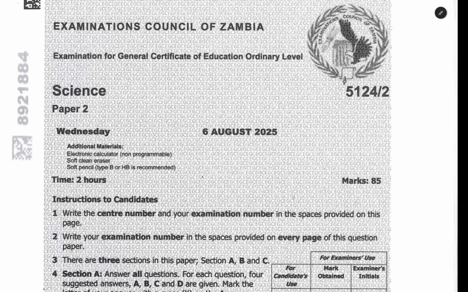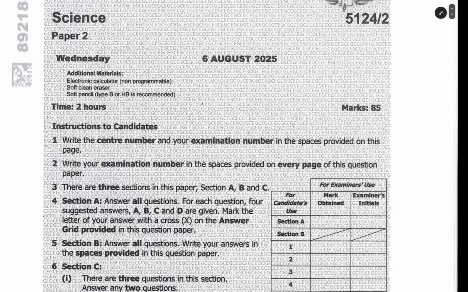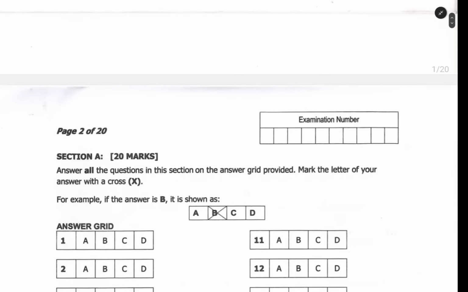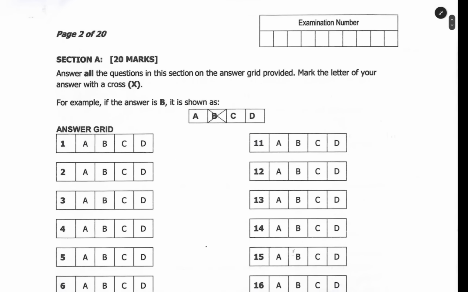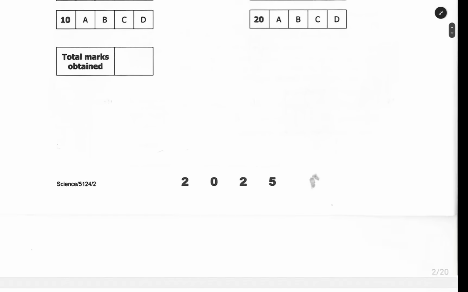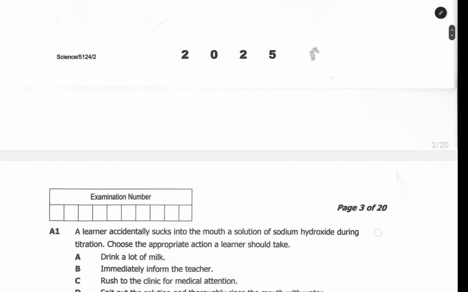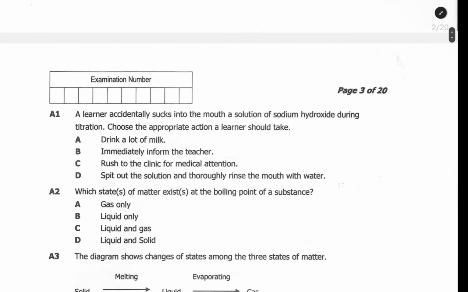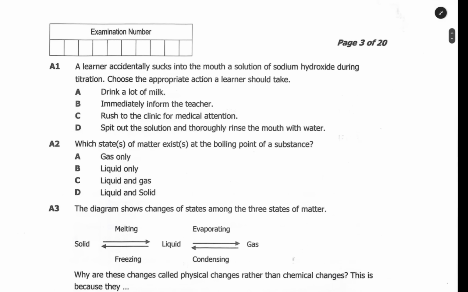All right, so Science Paper 2, which is Chemistry, is made up of 3 sections. Section A is multiple choice questions. You are supposed to answer all the questions just by choosing the best answer, A, B, C, or D. Then, of course, Section B, where you write one word answers or some explanation. So let us start with Section A.